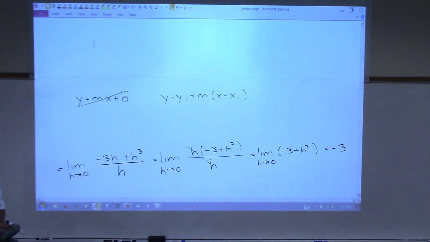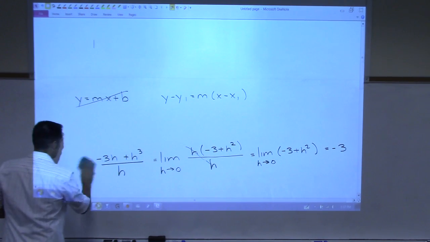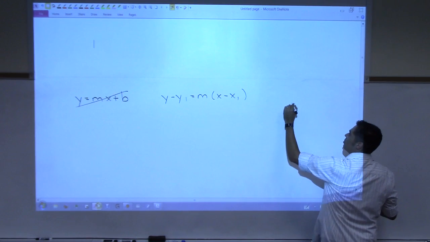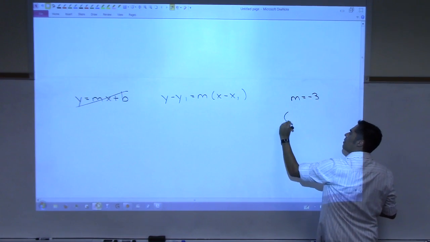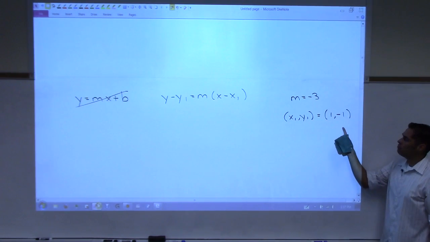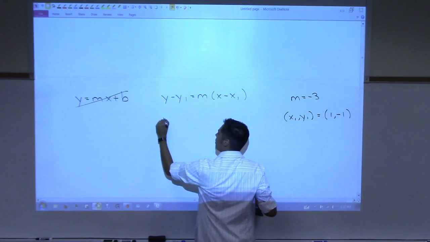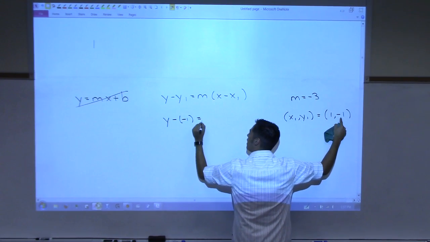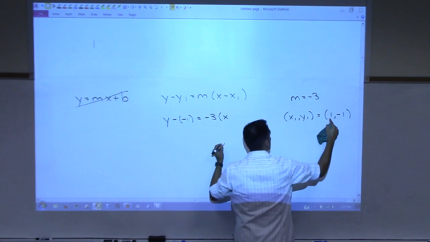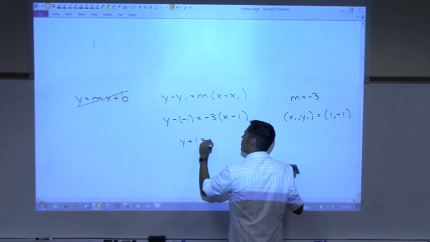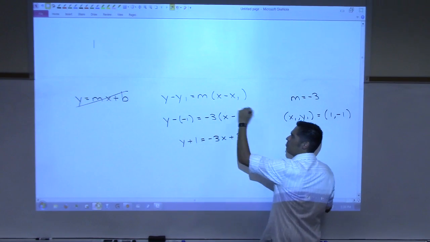We have the slope. We also have a point on the line. What's the point that must be on the line? The point that's on the curve, right? 1, negative 1. So all you have to do at this point is go into this and use this information. This is what we know. We know the slope is negative 3. We know that the point x1, y1 is the point 1, negative 1, right? And just replace. So y, and then I'm going to go what? Minus negative 1, which will be plus 1, equals negative 3, and then in parentheses x minus 1, like that. And then y plus 1 equals negative 3x plus 3. That's me distributing through.